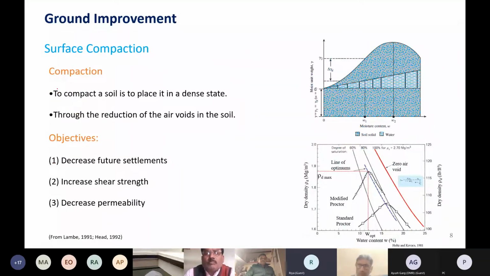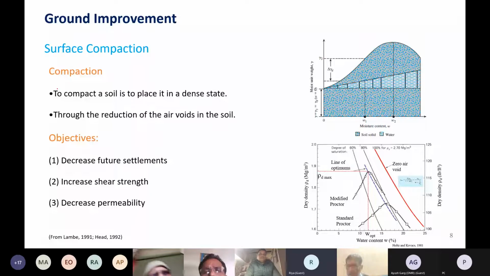Now coming to the first ground improvement technique, that is surface compaction. Before going to the surface compaction, let's have a basic discussion about compaction. We all are aware of it. We use it very frequently at site, right? Just to revise our entire idea about compaction: compaction is basically densifying your soil to achieve the densest possible state by reducing the air voids.